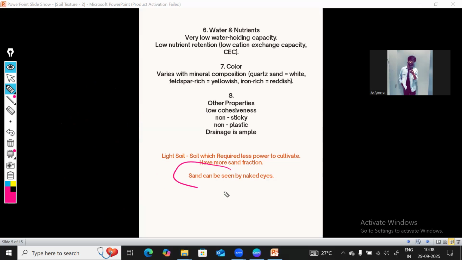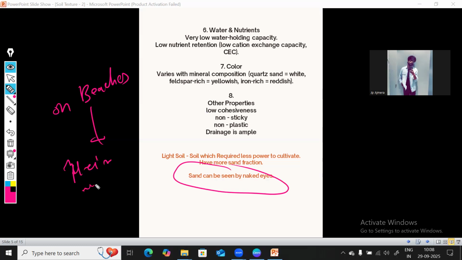Sand can be seen on beaches and by the lakes with our eyes; a microscope is not needed to see sand. Simple as that.